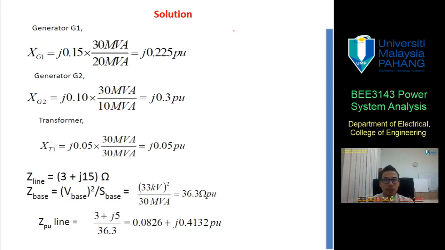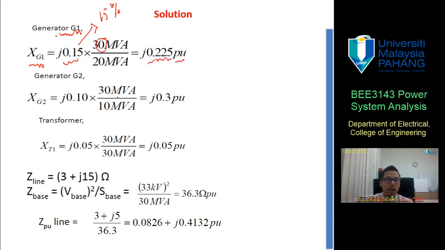Okay, let's go directly for the solution for this exercise. First of all, we calculate the reactance for the G1. To calculate the reactance for G1, X G1, the value given is 15%. Then the base MVA we already know is 30, and the MVA for G1 is 20 MVA, and then we get the answer of j0.225 per unit.